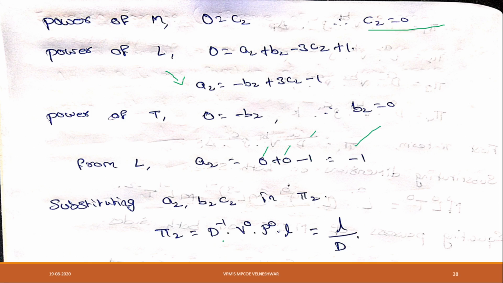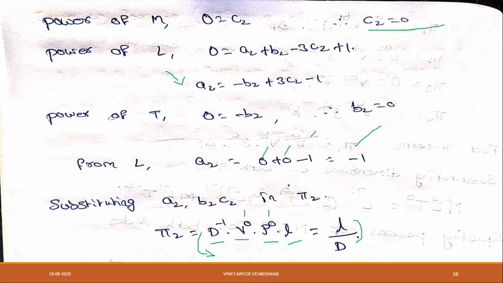So a2 value is minus 1, b2 and c2 values are 0. Now substitute the a2, b2 and c2 values in pi 2, that is pi 2 is equal to d to the power minus 1 into v to the power 0 into rho to the power 0 into L. V to the power 0 means 1, rho to the power 0 means 1. So here d to the power minus 1 will come into the denominator, that is L by d.